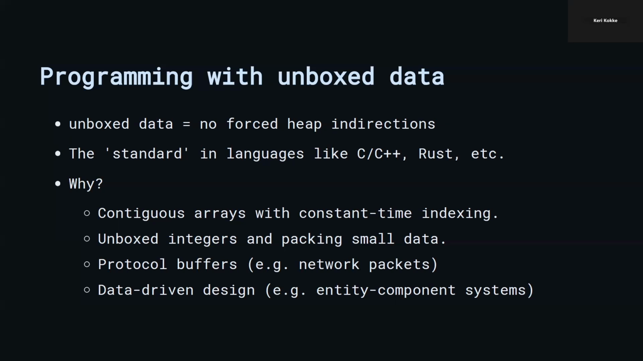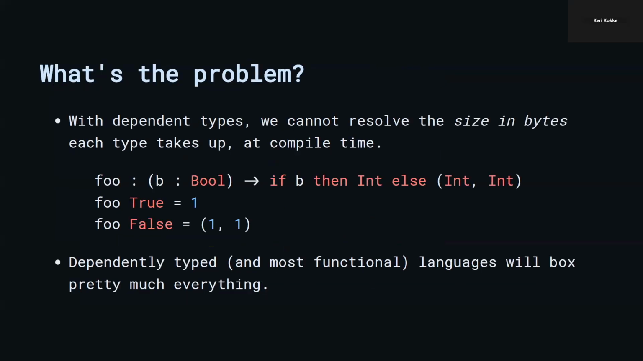Okay, so what's the problem? Well, the problem is that with dependent types, it is not so easy to have unboxed data. And the reason for that is that we cannot necessarily resolve the size that each type takes up in bytes at compile time. So this is a simple example of this, where we have a dependent function, and the return type of this function depends on the input. So if b is true, then it will be an integer. Otherwise, it will be a pair of integers.